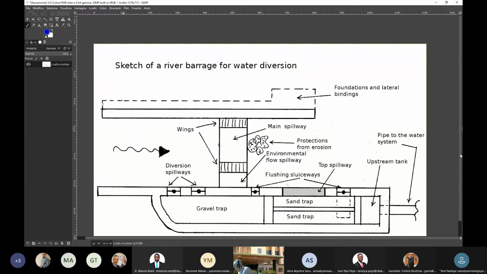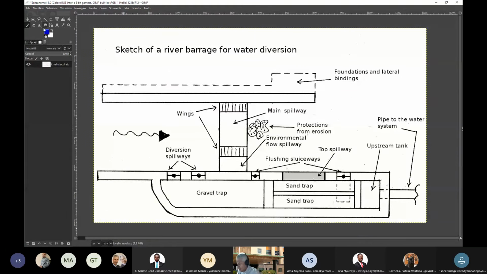Okay, so let me comment on this sketch. First, water flows from the left to the right. See the blue arrow that I just drew here. And the barrage is the structure that you see here. And this is the threshold of the barrage, which is built over the side walls, and the side walls are these ones.